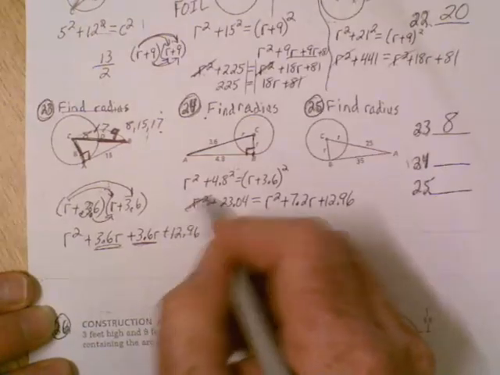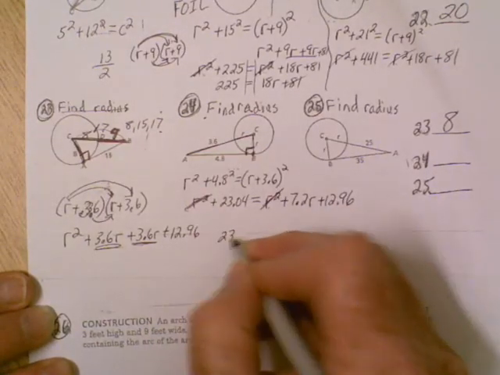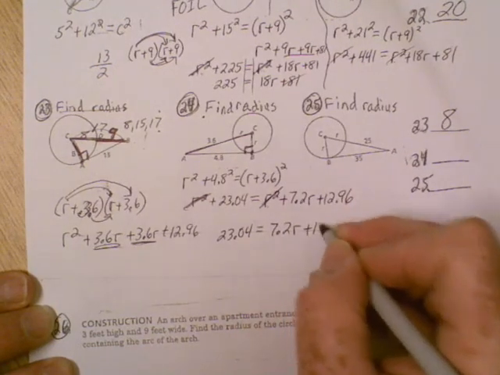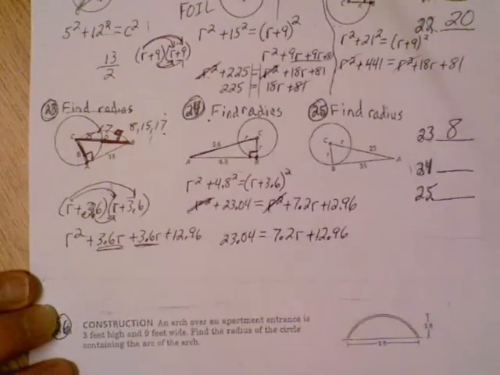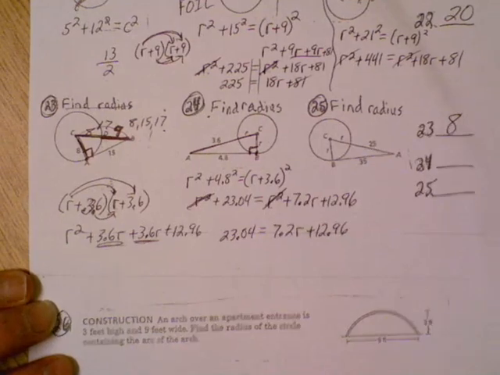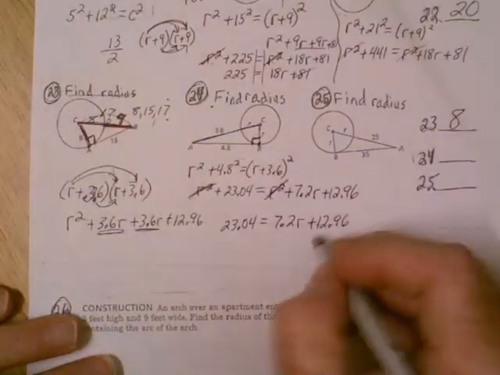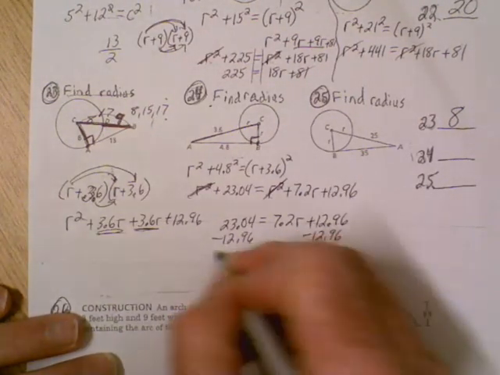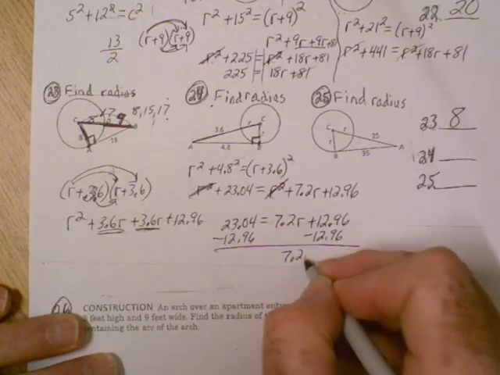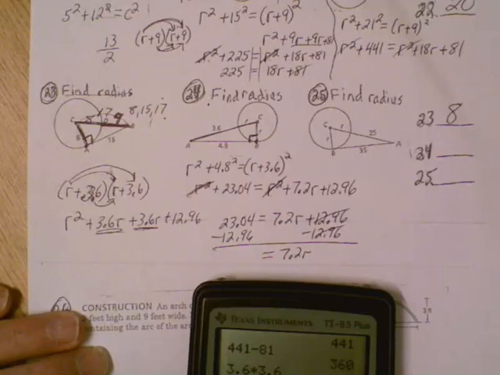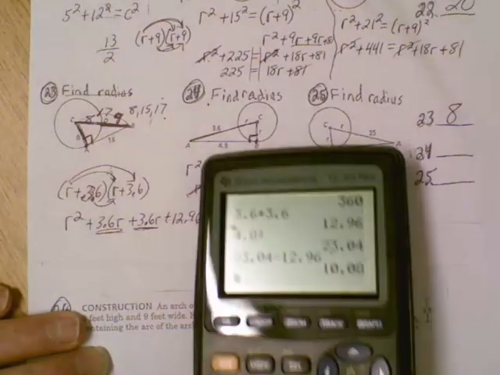The R squareds again are going to cancel out, and I'm left with 23.04 equals 7.2R plus 12.96. Nothing hard about this, just a lot of writing, especially on problems like this one where there's a bunch of decimals. Subtract 12.96, but you're doing the exact same thing as you did on the other problems. You end up with 7.2R on this side, these cancel out, equals 23.04 minus 12.96. That gives me 10.08.